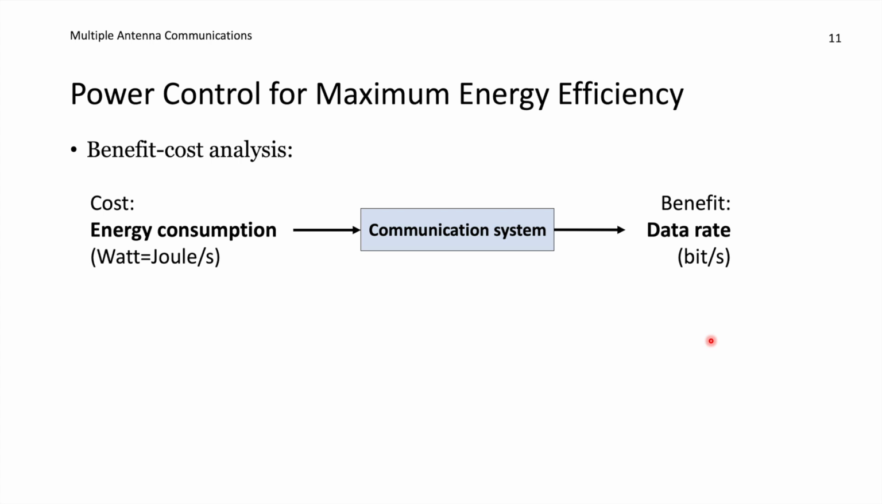Let us now switch focus and consider another way that we can consider an efficient power control. So far we have considered power control that is maximizing the sum rate or the spectral efficiency.